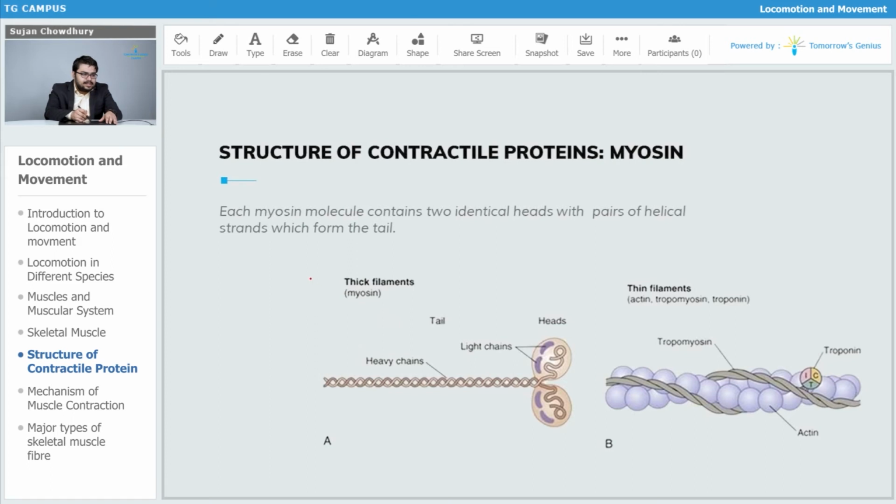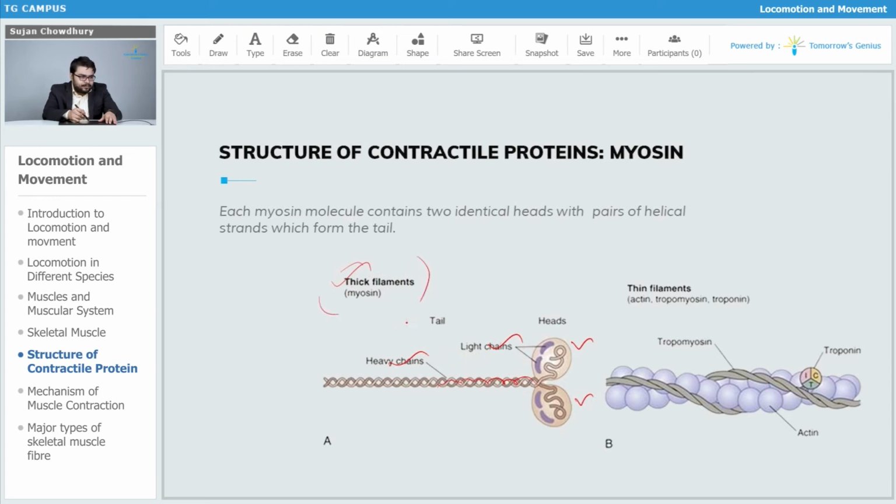So here we can understand an individual thick filament, that is myosin, and you can clearly see that there are globular heads, two heads, from which extending helical structures form the tail. That's how the helical structure is arranged. There are heavy chains and light chains, and that is how the structure of the myosin filament is made up.